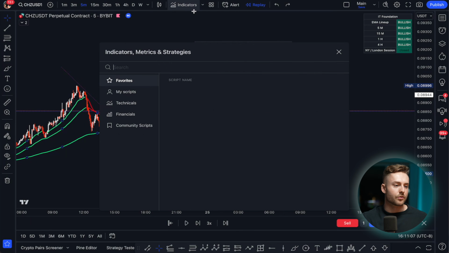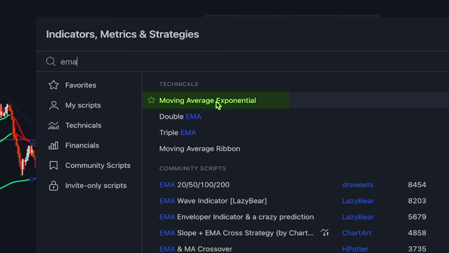All right, if you want to add these to your chart, you can click into indicators and use moving average exponential right here.